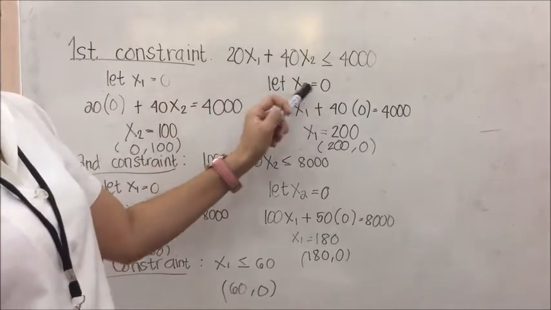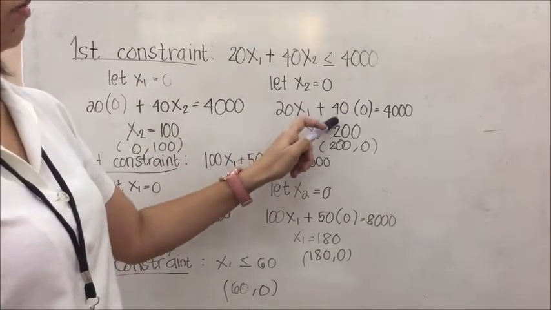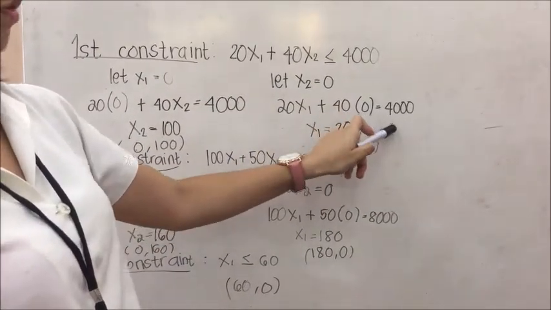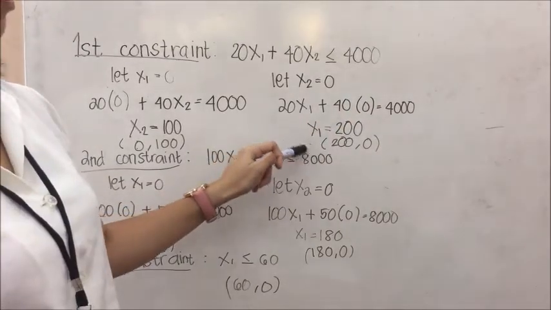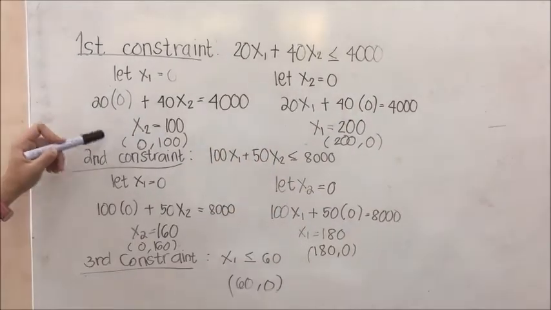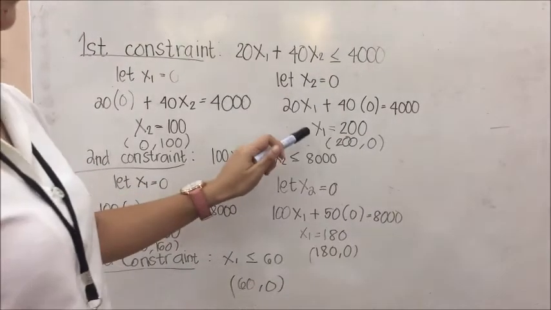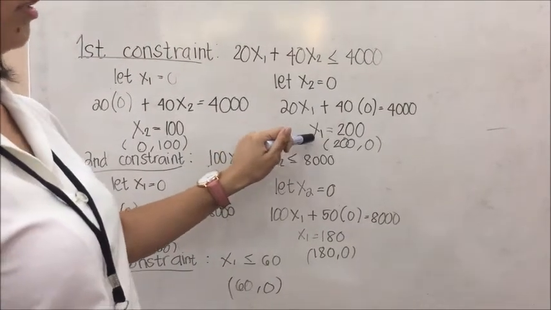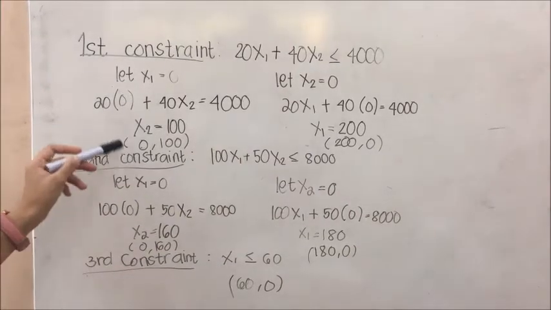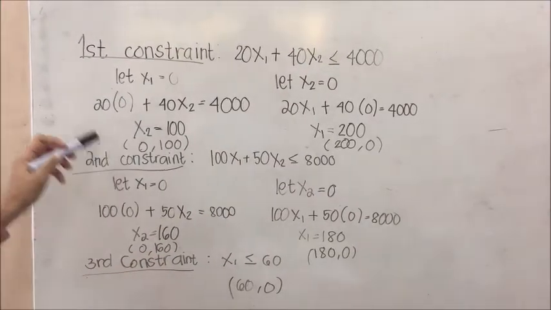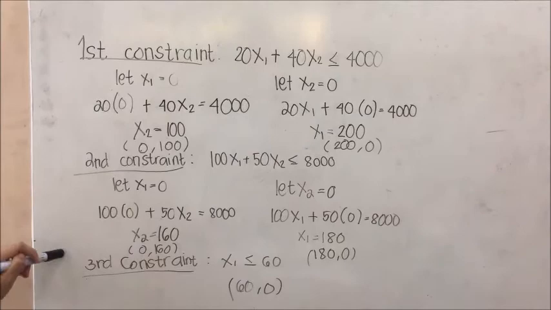And let x2 be 0, 20x1 plus 40 times 0 is equal to 4,000. And you have here x1 is equal to 200. So your point here is 0, 100. And the next point is 200, 0. And you have to do the same process in your second constraint and third constraint.